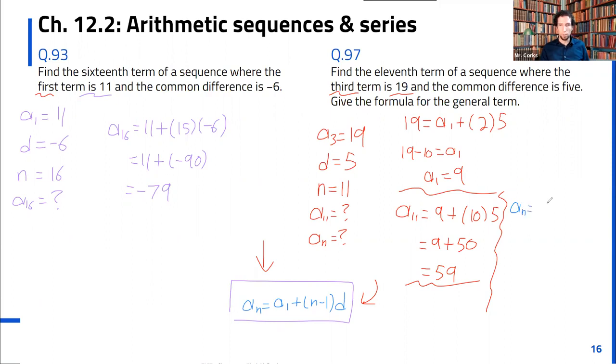So A1, what did we say? A1 is 9 plus n minus 1 times 5. So 9 plus 5n minus 5. So it's 5n plus 4. Okay, there's our general term. There's A11. We found both of the things.